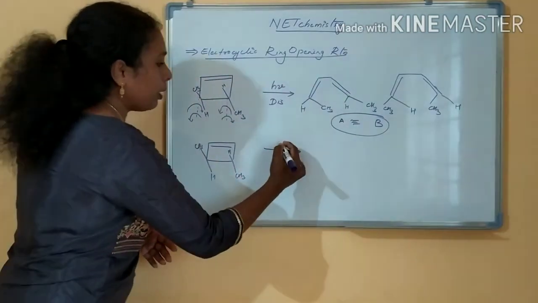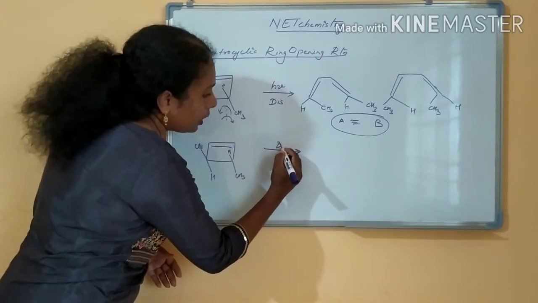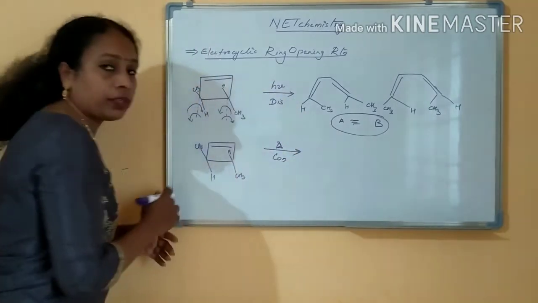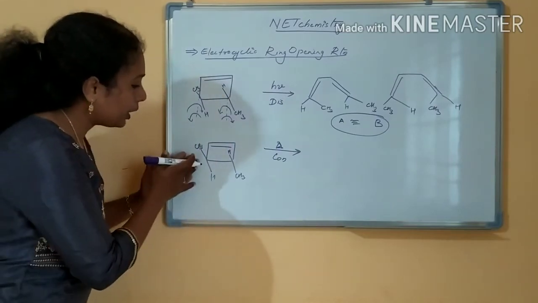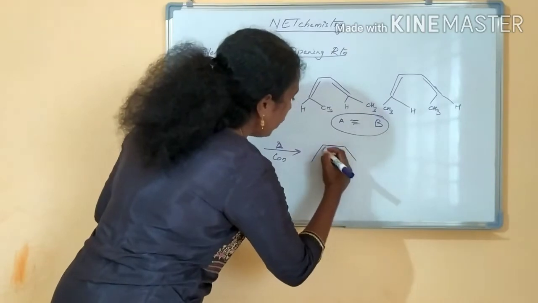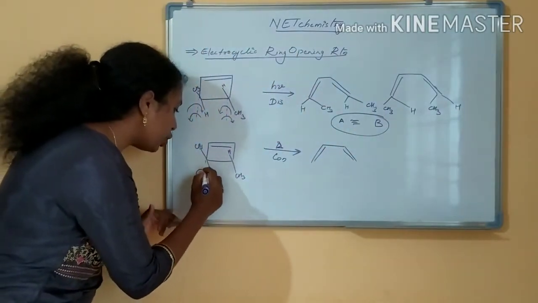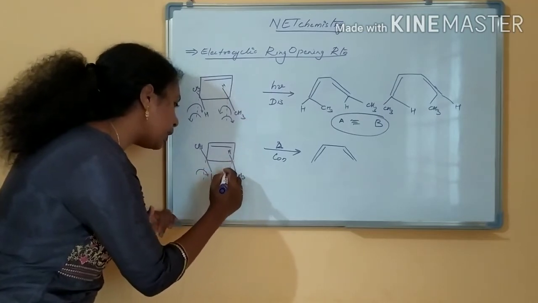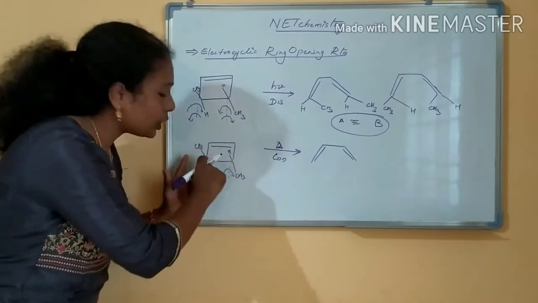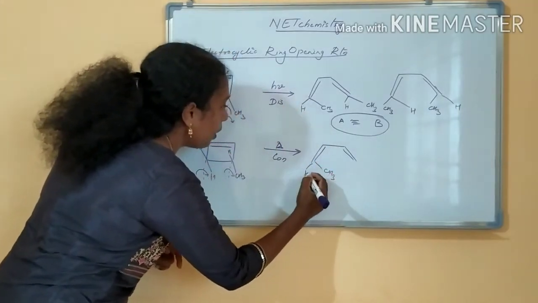Now come to the thermal condition. For a 4n system under thermal condition, what is the rotatory mode that gives the symmetry-allowed product? Conrotation will give the symmetry-allowed product. So I am taking a conrotation here. Ring opening has happened, giving 1,3-butadiene. In conrotation, both bonds rotate in the same direction. First I have taken the clockwise direction. Clockwise rotation means CH3 will come inside and hydrogen will be out.